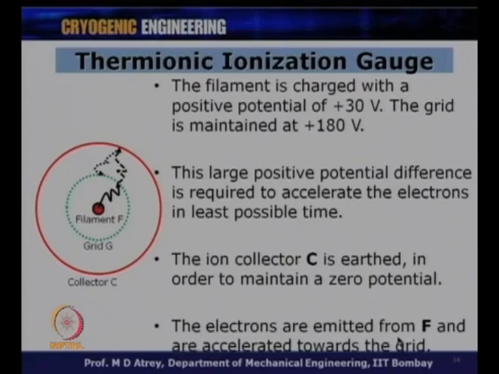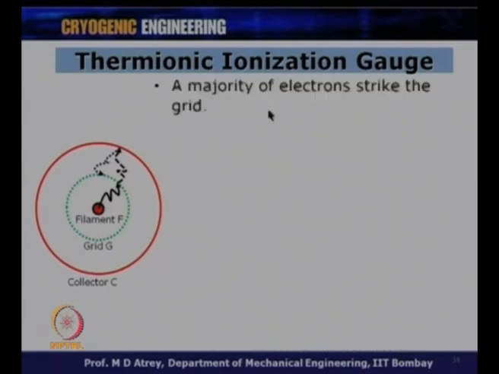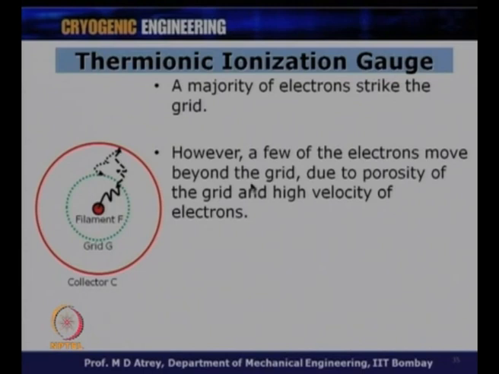Now, the electrons are emitted from F after heating and are accelerated towards the grid, which you can see is a mesh. The majority of electrons strike the grid. However, a few of the electrons move beyond the grid. Some electrons will come out of it, and how do they come out? Because of the porosity of the grid and the high velocity of the electrons, they come out very fast through the grid and go beyond it.